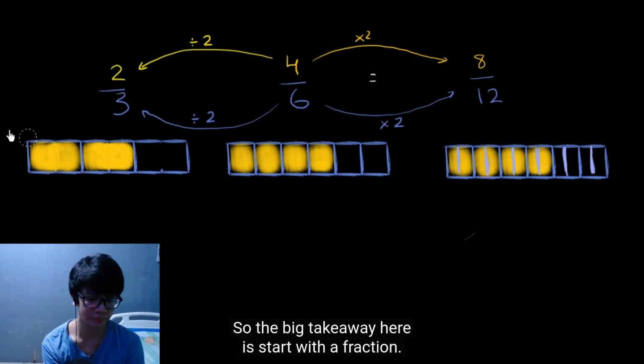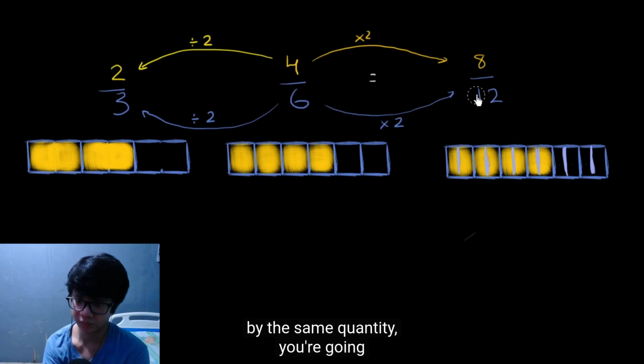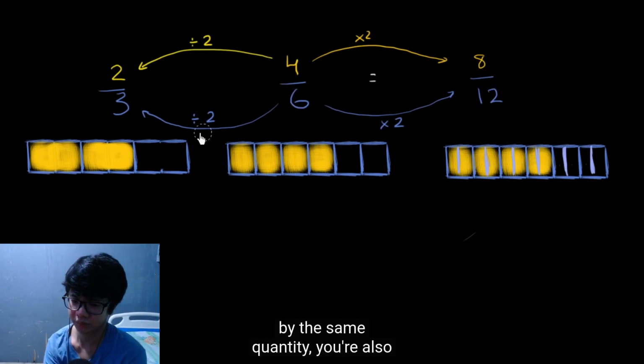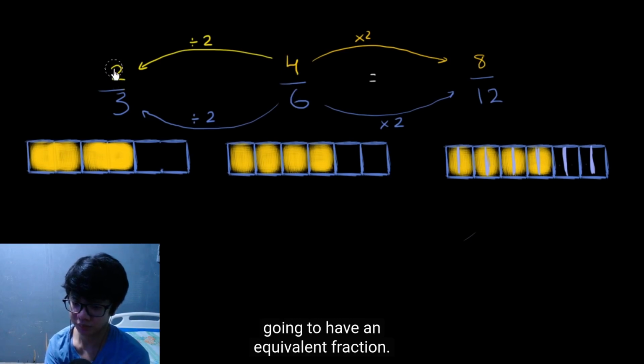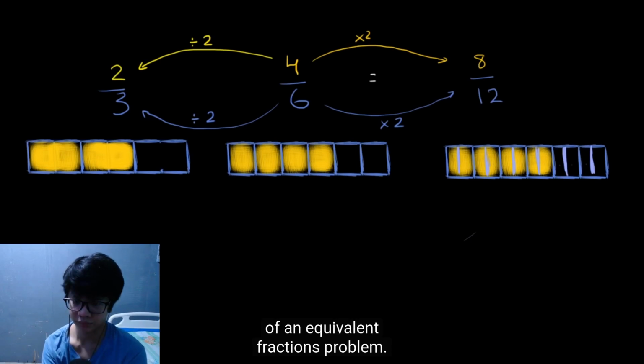So the big takeaway here is: start with a fraction. If you multiply the numerator and the denominator by the same quantity, you're going to have an equivalent fraction. If you divide the numerator and the denominator by the same quantity, you are also going to have an equivalent fraction. So with that in our brains, let's tackle a little bit of an equivalent fractions problem.